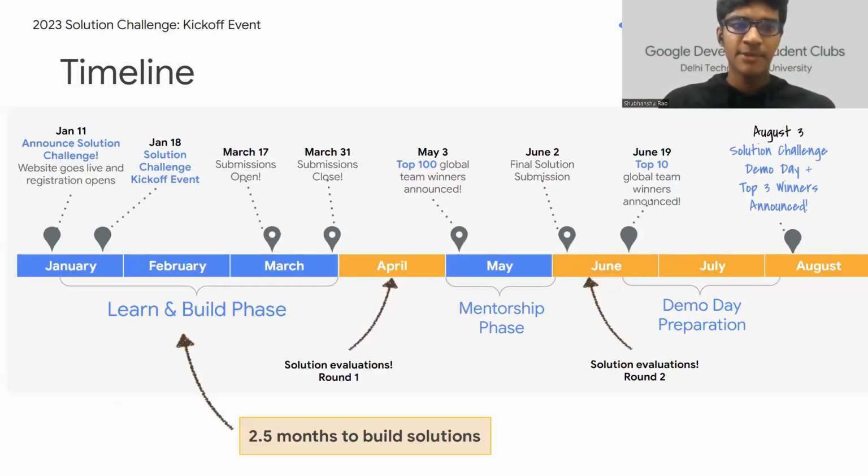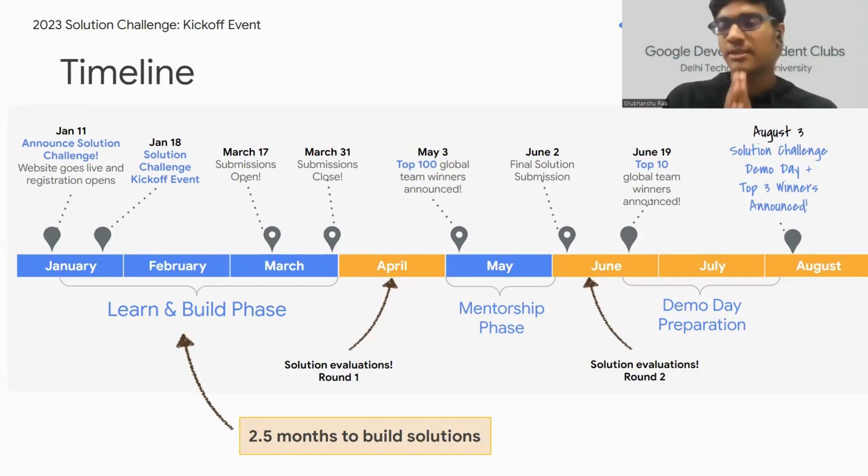So the timeline: on 11 January, the Solution Challenge was announced. On 18 January, the challenge kickoff event took place. On March 17, the submission for the challenge opens, and the submission closes on 31st of March. On May 13, the top 100 global teams would be announced, and then they'll get a 1-month mentorship by the Googlers to refine the product.